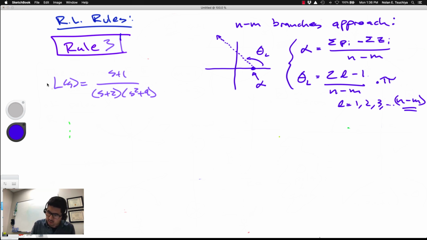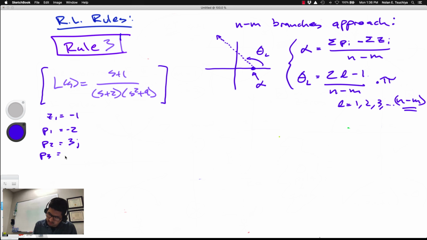Okay, so let's return to this example and figure out exactly how the branches that go to infinity, in fact, go to infinity. What I'll do here is write down my poles. I've got z1 equals -1. There are 3 poles, so p1 equals -2, and p2 and p3 are plus and minus 3j, respectively. It's always a good idea to label all of your poles, even by subscripting them, especially for rules 4 and 5, which will come later.